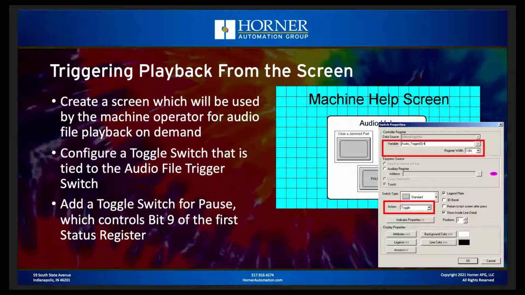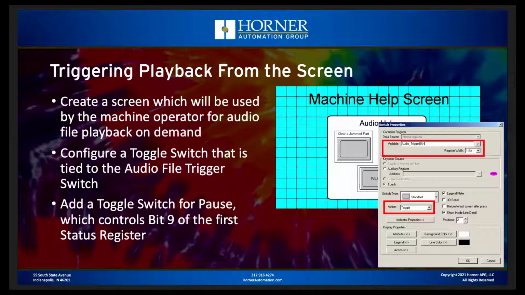And then you're going to place toggle switches on the screen, and each toggle switch is going to be tied to the trigger bit for the particular audio file that you want to play. Okay, and you're going to have one of these toggle switches for each of these audio help files that you want to put on the screen.